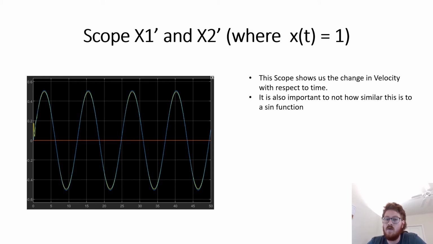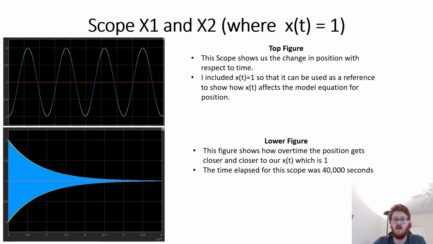This is the scope using X of T equal to 1, where we simply change the road profile a bit. This models the velocity with respect to time. And it is also important to notice how close to a sine function this looks like. In this slide, we also modeled X of T equal to 1, and this time we modeled it for position with respect to time.